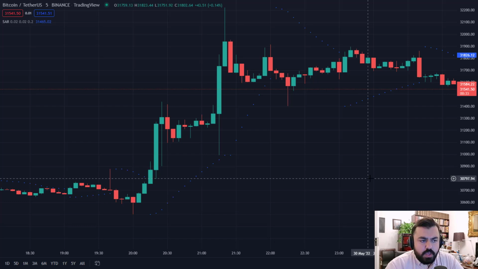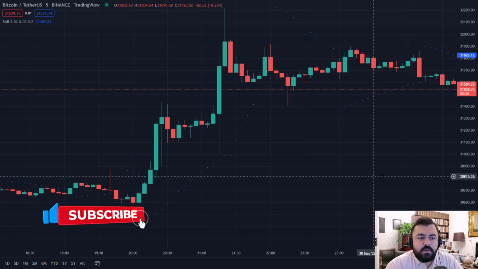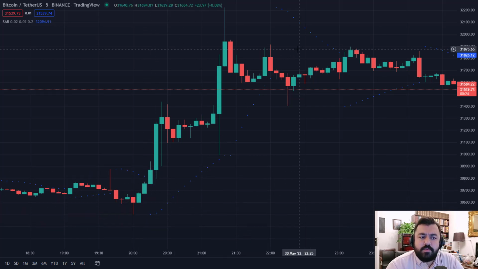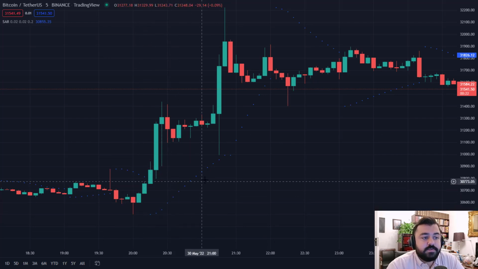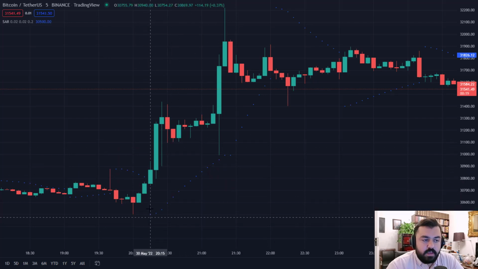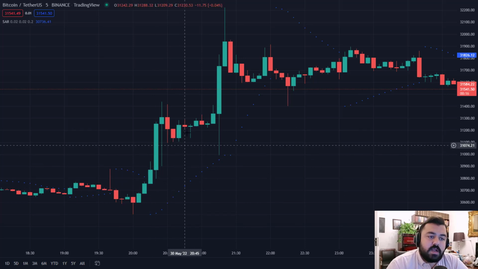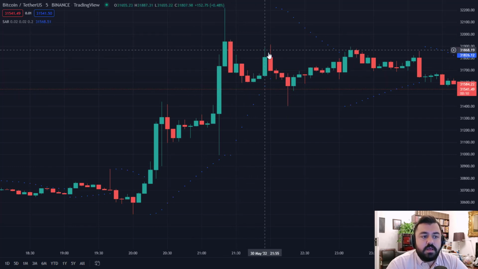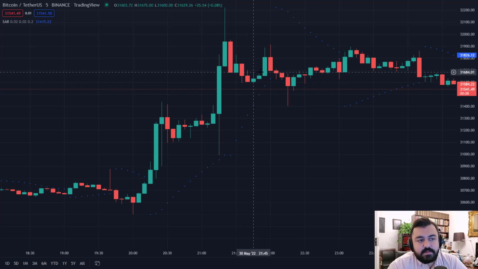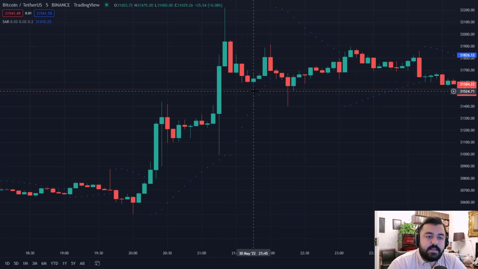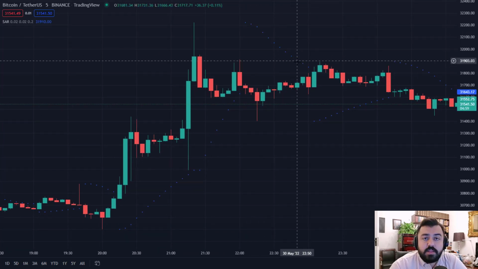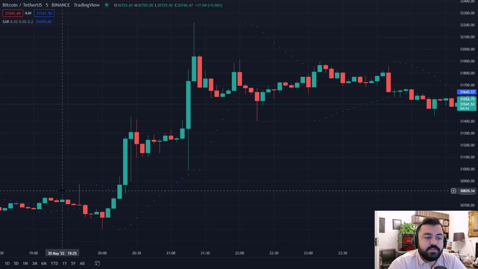Let me show you an example. So here we can see the dots are below the candle, indicating that the market is in an uptrend. Then as that trend starts gaining momentum, notice that the distance between the dots and the candle also increases. And after that, the momentum starts getting weaker, and the distance between the dots and the candle also becomes narrower. Until finally the dots, which are above the candle, indicate a reversal of the trend to the downside. Now I'm going to show you the different strategies that you can use with the Parabolic SAR.